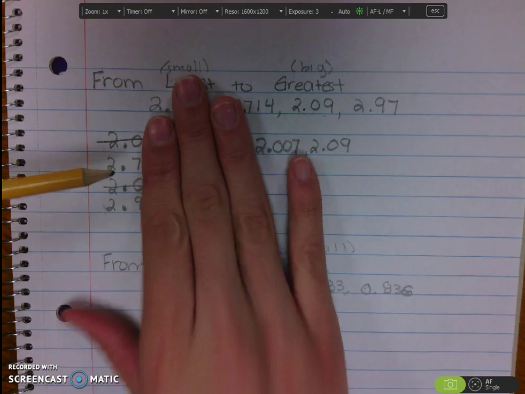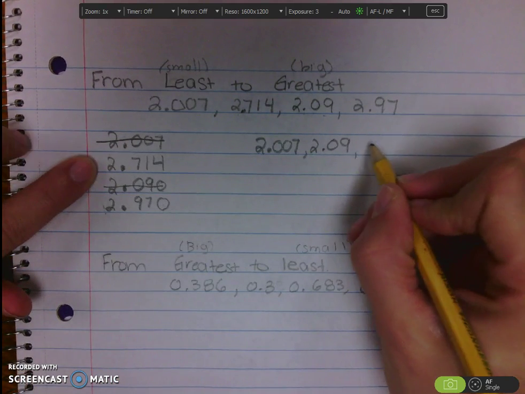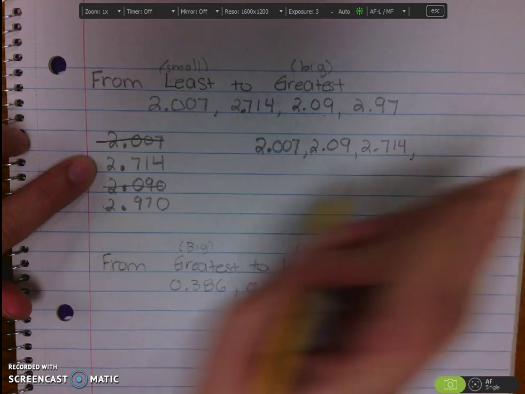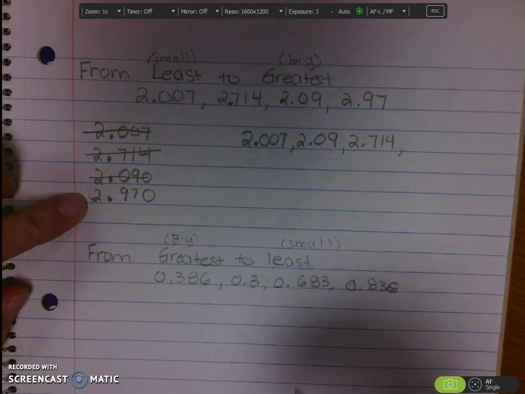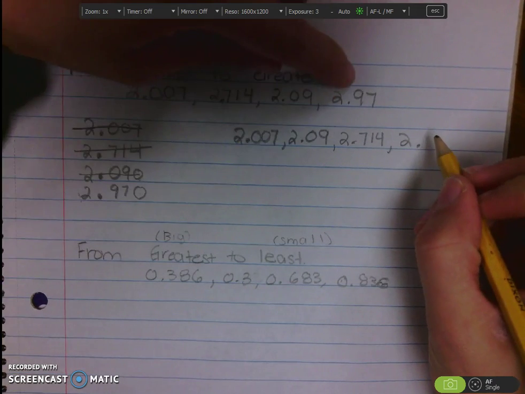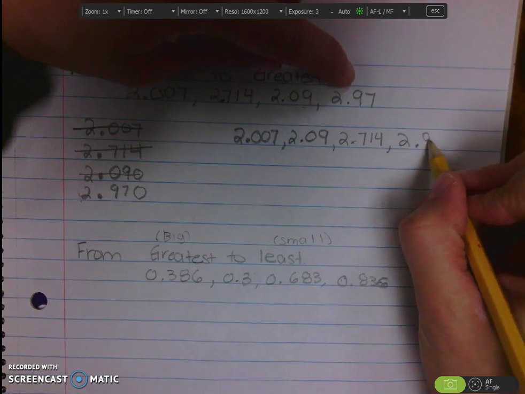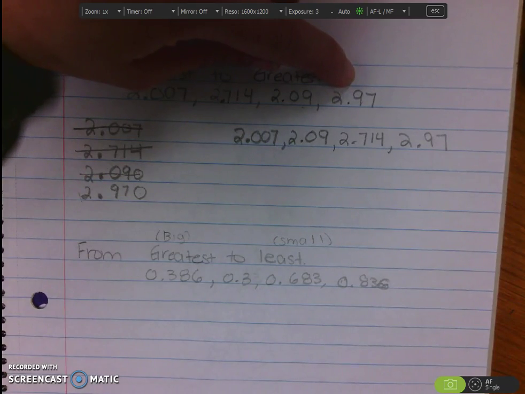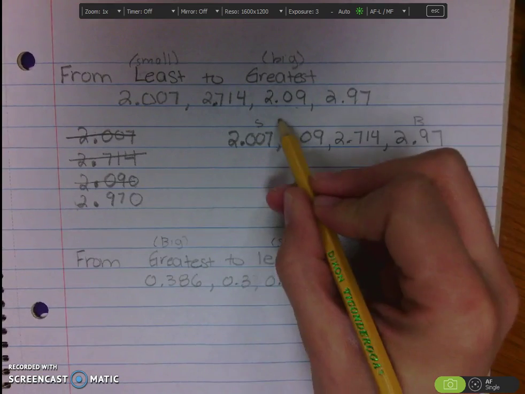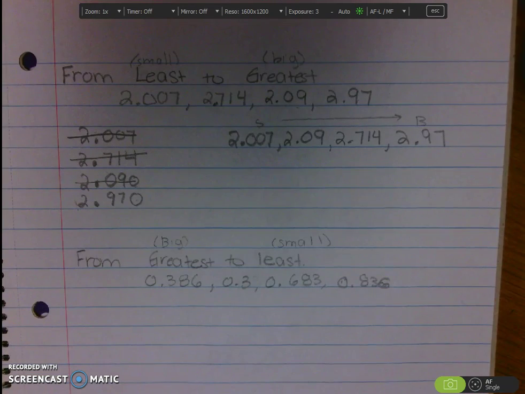That means that this number comes next. So I'm going to write that one down. 2 and 714 thousandths. Which means I only have 1 number left, and I'm going to add that one to the end. 2 and, I'm going to give it the way that it was given to me, 97 hundredths. And now it's from smallest to biggest. Very good.